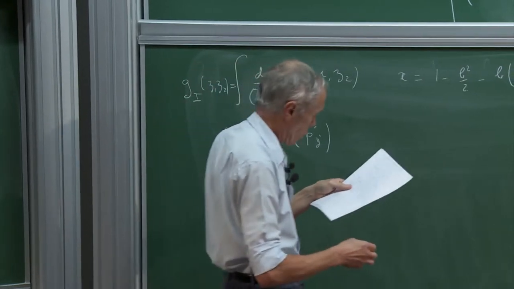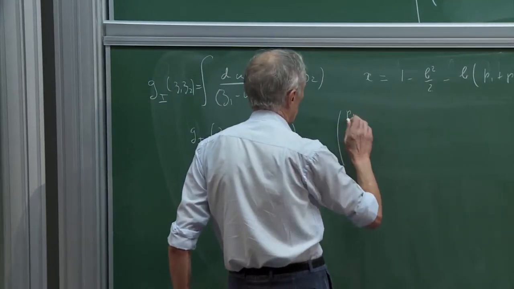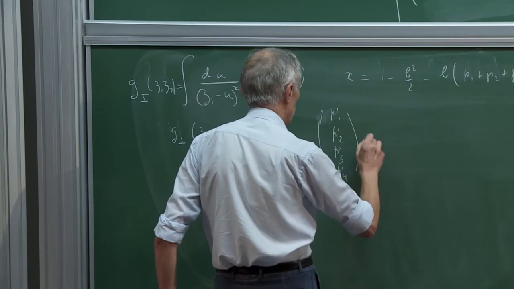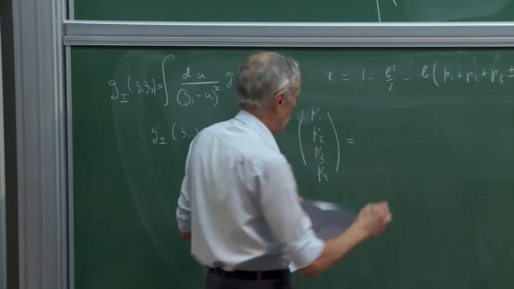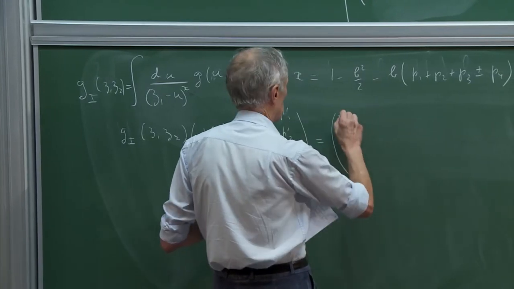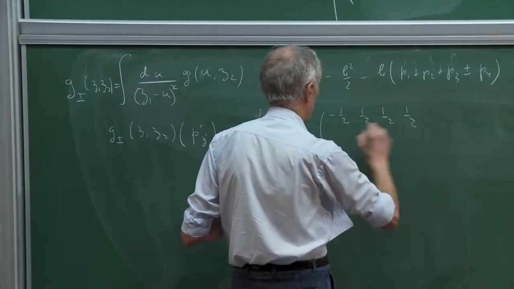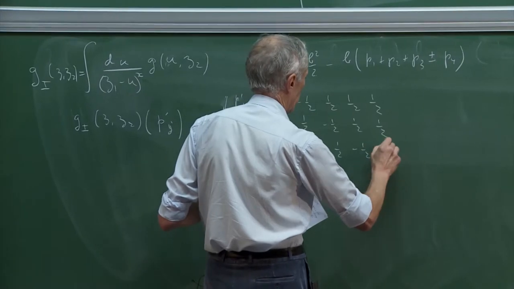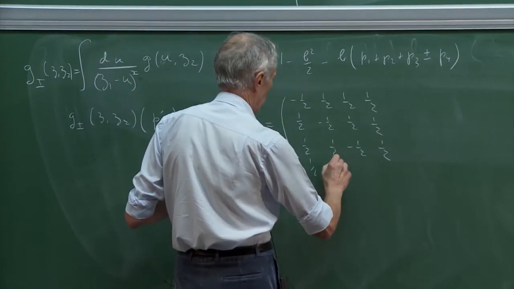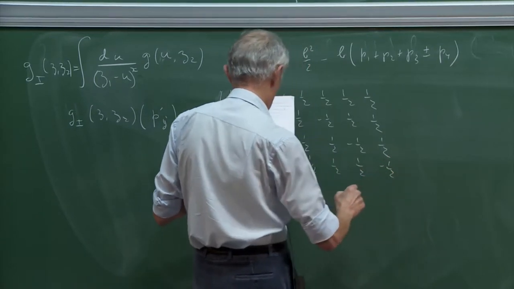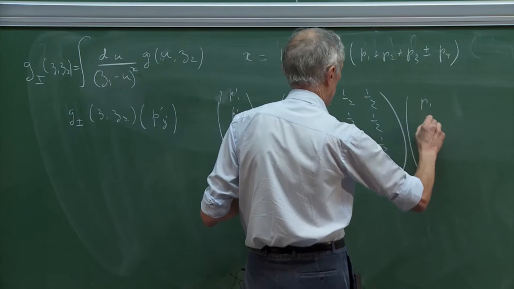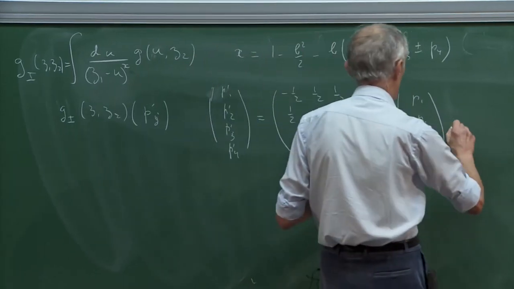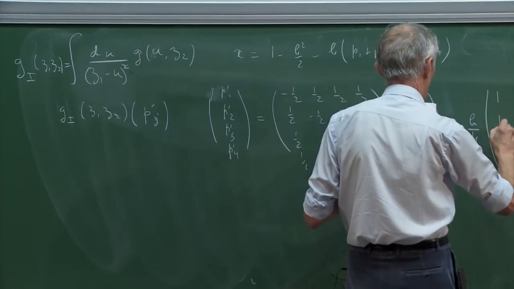So p prime j. And what's amusing is that the vector p prime 1, p prime 2, p prime 3, p prime 4 is equal to some matrix, which is minus a half, one half, one half, one half; one half, minus a half, one half, one half; one half, one half, minus a half, one half; one half, one half, one half, minus a half, times p1, p2, p3, p4. Sorry, I'm missing a very important thing: plus b over 4 times 1, 1, 1, 1.